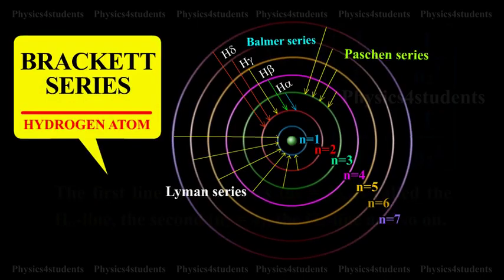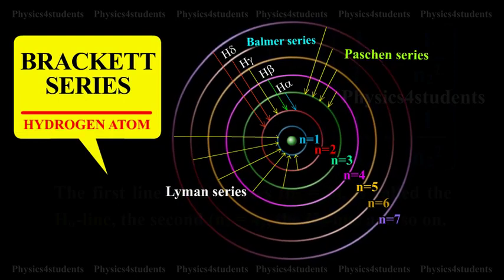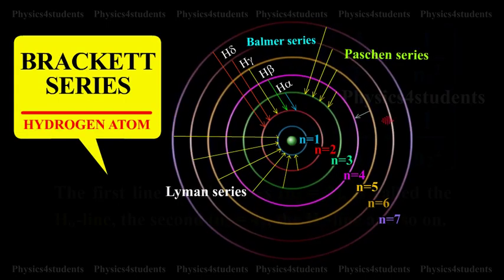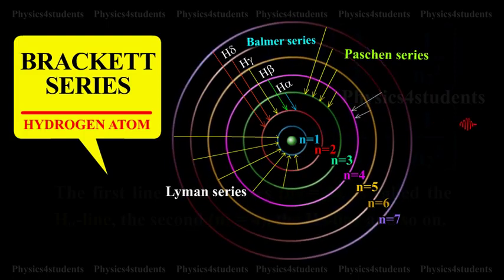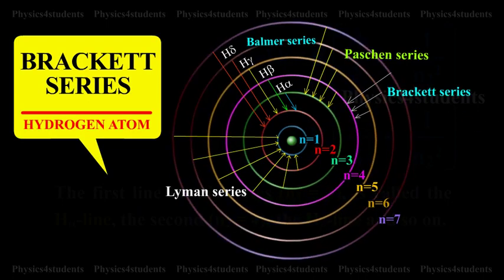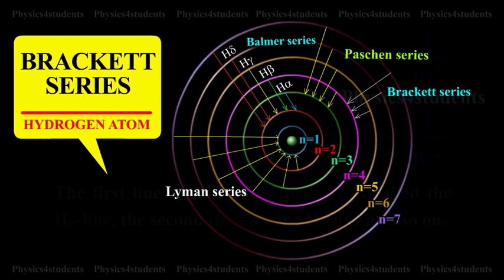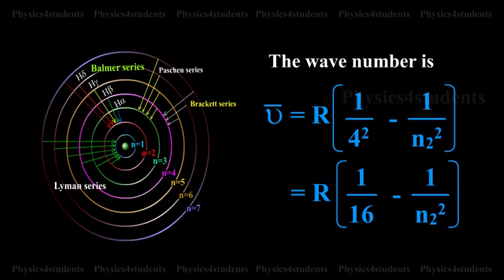Let us see about the Brackett series. The series obtained by the transition of the electron from 5th orbit to 4th orbit, 6th orbit to 4th orbit, 7th orbit to 4th orbit is called the Brackett series. The wavelengths of these lines are in the infrared region. The wave number is nu bar is equal to R into (1 by 4 square minus 1 by n2 square), that is equal to R into (1 by 16 minus 1 by n2 square).